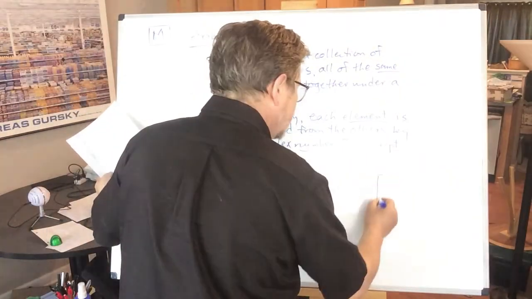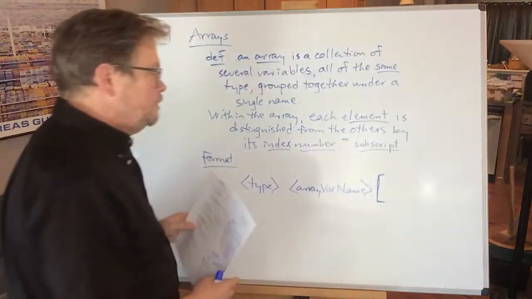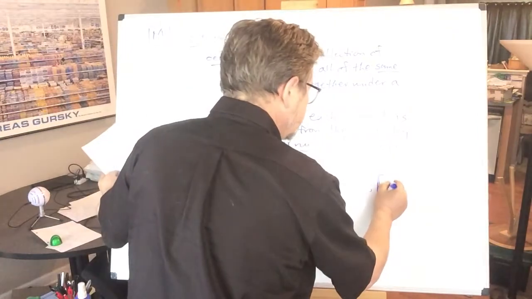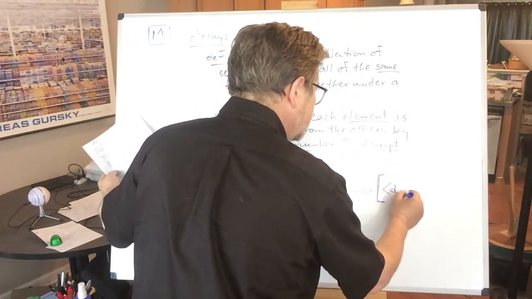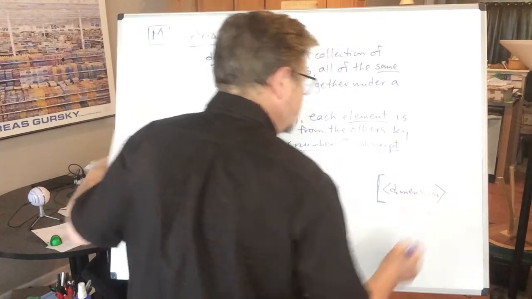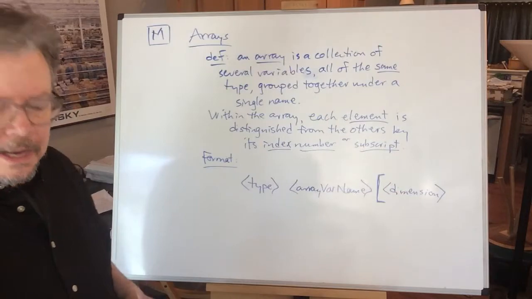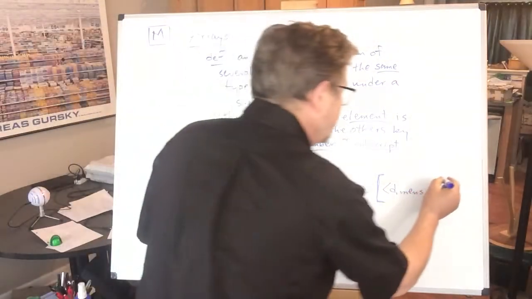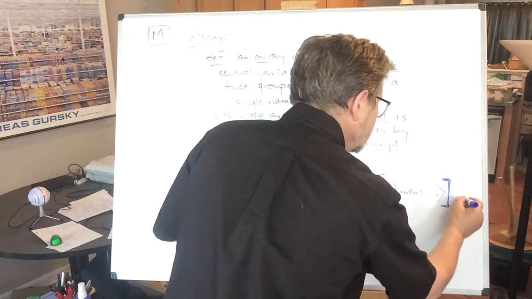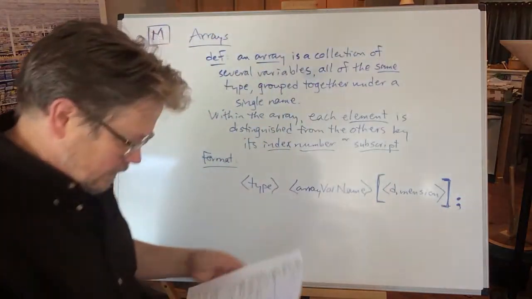Then square brackets. That's not a symbol that means here comes another identifier or a weird name, but we have to put square brackets, and inside the square brackets goes what's called the dimension, D-I-M-E-N-S-I-O-N. Dimension is a fancy word for how many elements you want to have in that array. And after we put that number there, we close the square brackets and add the ever important semicolon. Got to have a semicolon at the end.